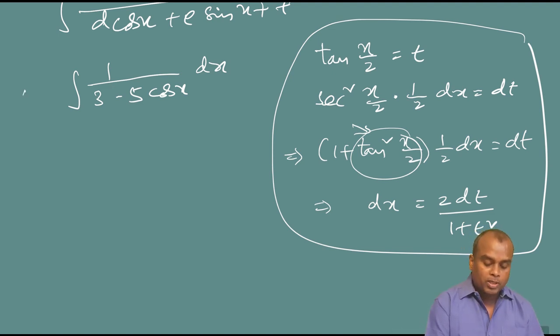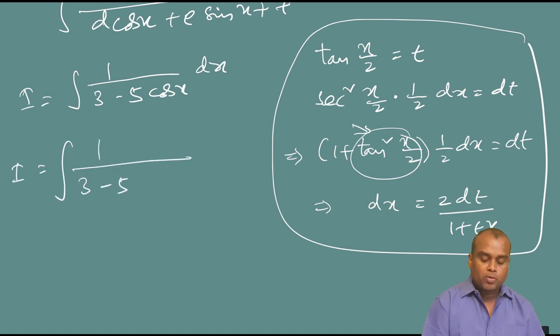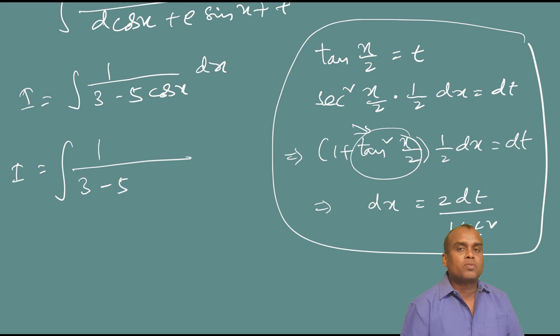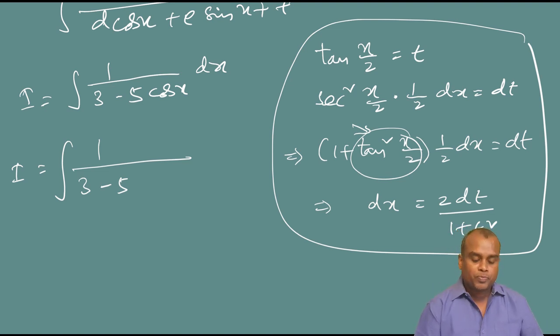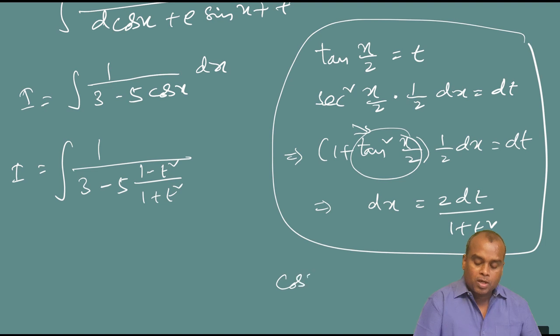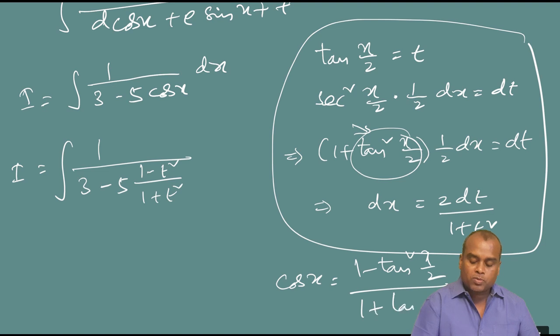Now coming to this integral, the given integral is equal to 1 by 3 minus 5 into, we know that cos x is nothing but 1 minus tan square x by 2 by 1 plus tan square x by 2. So using that, cos x I will write as 1 minus t square by 1 plus t square. That is from trigonometry: cos x is equal to 1 minus tan square x by 2 by 1 plus tan square x by 2. As tan x by 2 is t, that is what I do. And observe that dx is nothing but 2 dt by 1 plus t square.